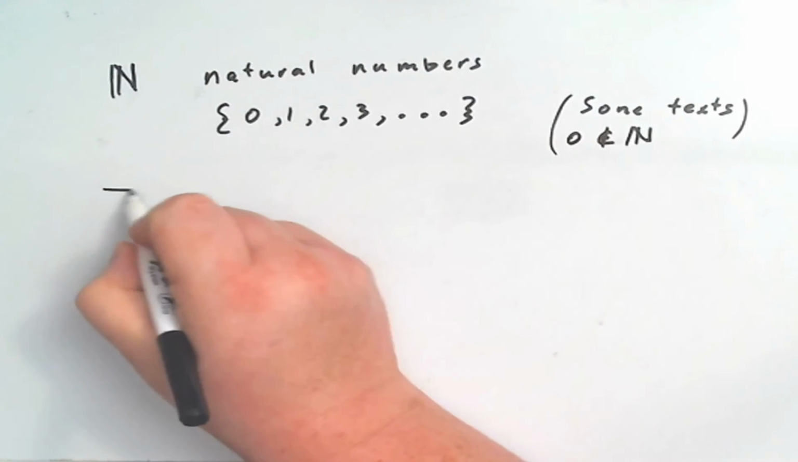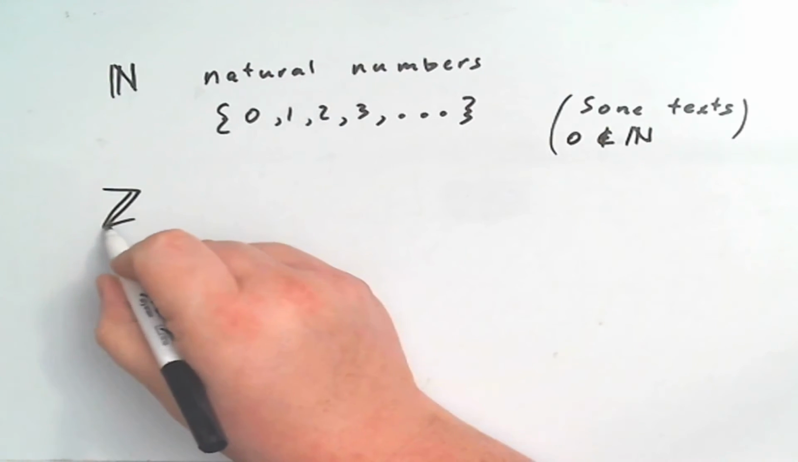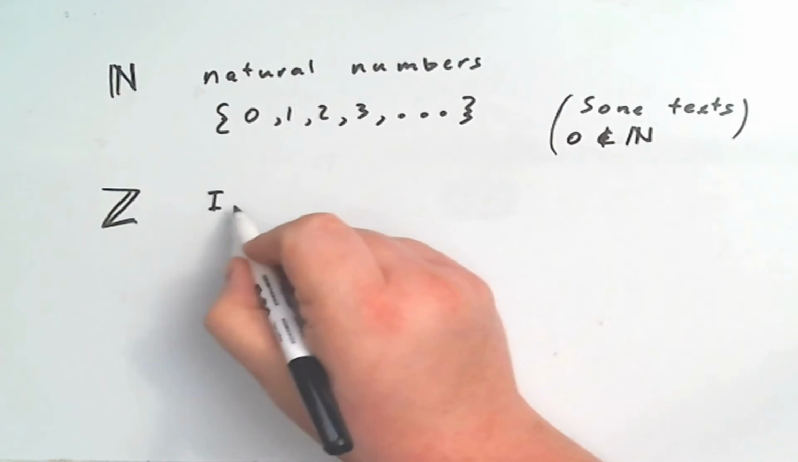Another common set is this bold Z, okay? It comes from the German word Zahlen, meaning number, and this is the set of integers.